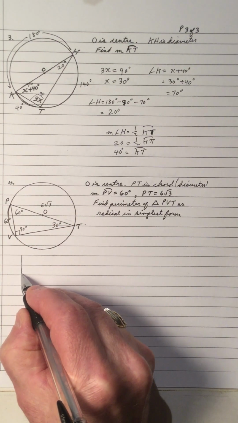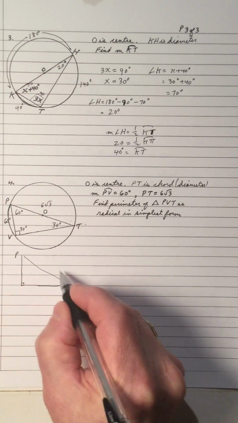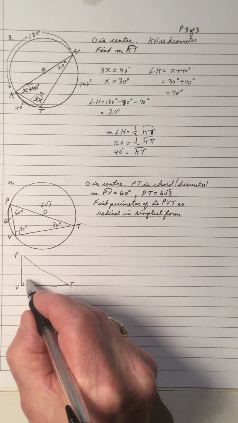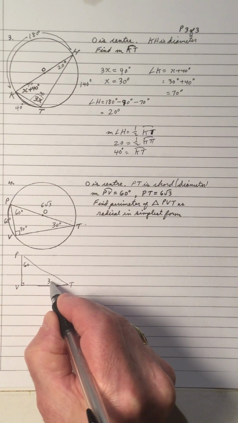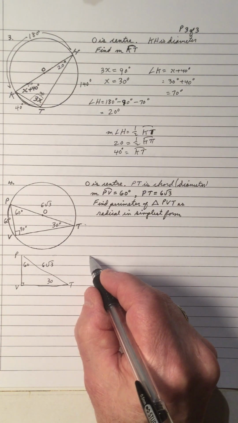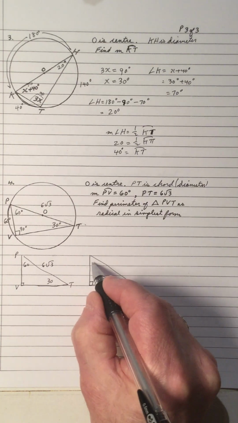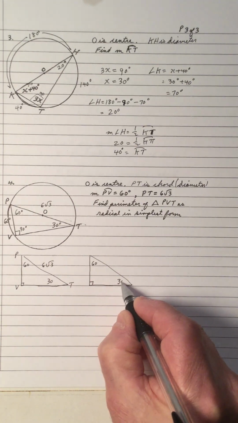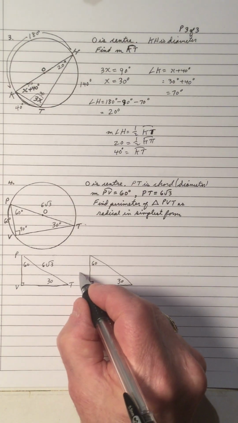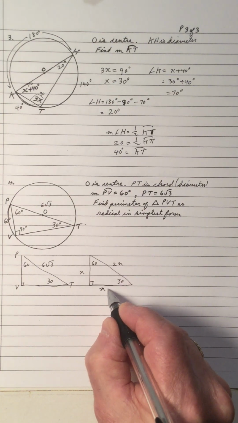So I'm going to draw that triangle right here. We have T, P, and V, where we have a 90, a 60, and a 30, and this is 6 root 3. Now I'm going to draw another triangle that goes along with that: a 60, a 30, and a 90. This is a special right triangle. Opposite the 30 is n, opposite the 90 is 2n, opposite the 60 is n root 3.